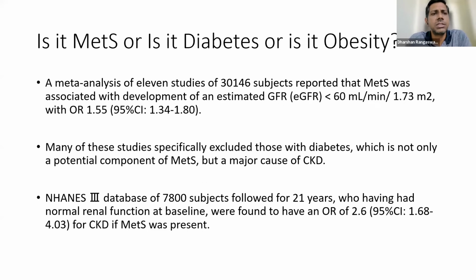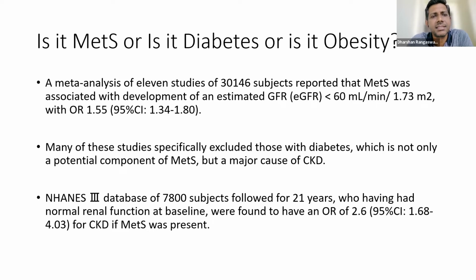So what exactly is it? Is it the metabolic syndrome which is causing chronic kidney disease, or is it the diabetes component, or is it the obesity component which is compounding? We do know that obesity causes secondary FSGS because of a low nephron number, and also we know that diabetes itself, by hyperfiltration, causes chronic kidney disease.